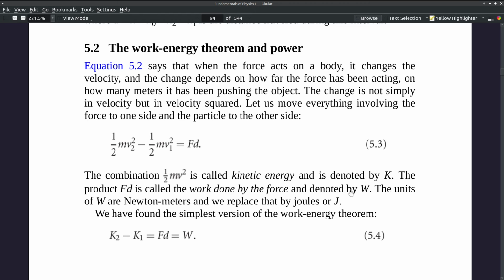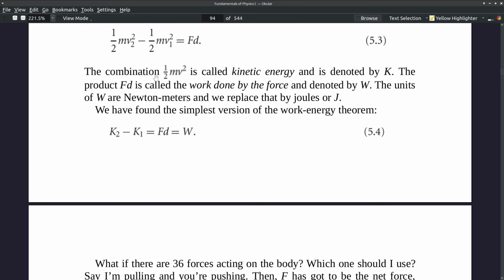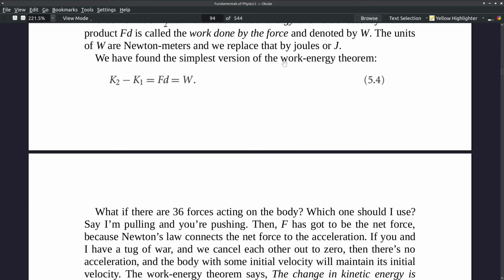Let us move everything involving the force to one side and the particle to the other side, 5.3. The combination one half m v squared is called kinetic energy and is denoted by K. The product F d is called the work done by the force and is denoted by W. The units of W are newton meters, and we replace that by joules, or J. We have found the simplest version of the work energy theorem, 5.4.